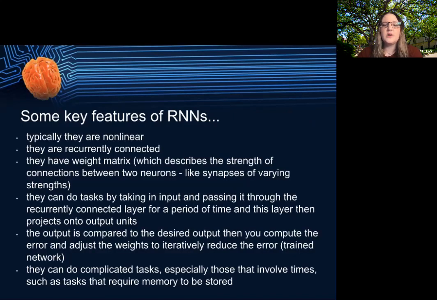Some key features of RNNs. Typically, they are nonlinear. They are recurrently connected. They have a weight matrix, which describes the strength of connection between two neurons, like synapses of varying strengths in the brain. They can do tasks by taking an input and passing it through the recurrently connected layer for a period of time, and this layer then projects onto the output units. The output is compared to the desired output, and then you compute the error and adjust the weights to iteratively reduce the error. That is a trained network. They can do complicated tasks, especially those that involve time, such as tasks that require memory to be stored.